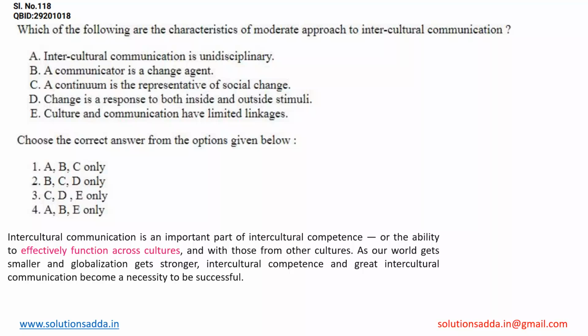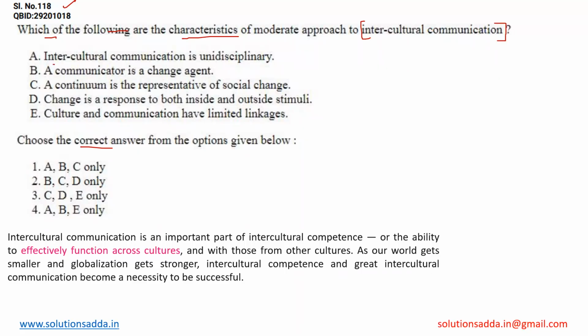Hello everyone, this is question number 18. This question belongs to communication. Which of the following are characteristics of the moderate approach of intercultural communication? We have to choose the correct answer from the given options. Five statements have been given, and we need to find out which are correct and which are incorrect. Statement A says intercultural communication is unidisciplinary.